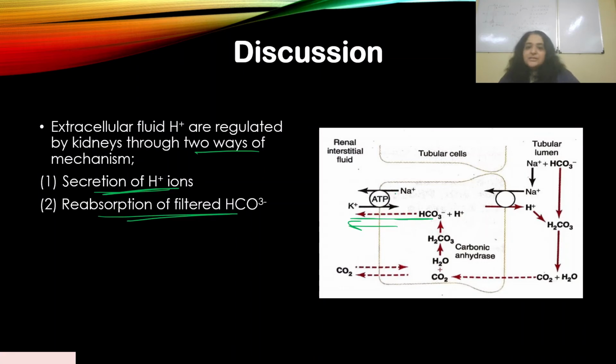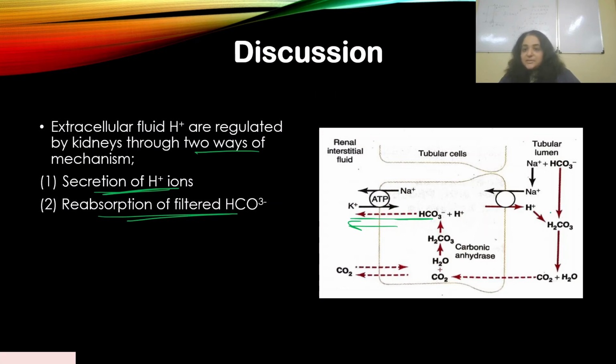Now we have the sodium potassium ATPase pump. We know how it works. Sodium is kicked out, potassium enters. It creates a concentration gradient. So sodium enters and this H plus ion gets secreted out into the filtrate.